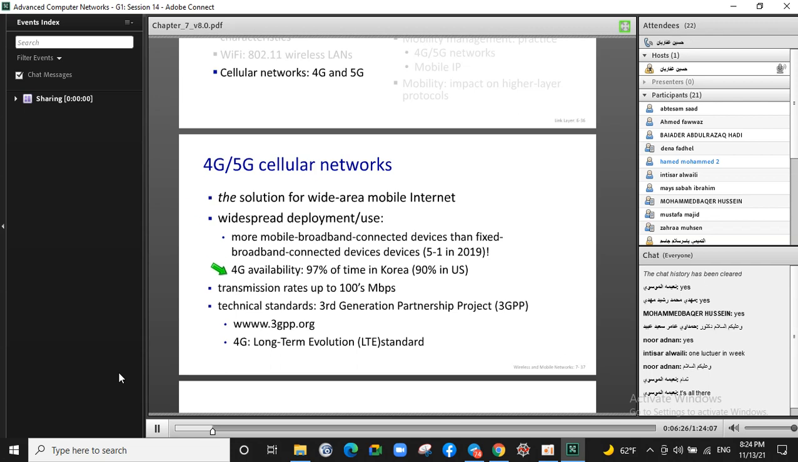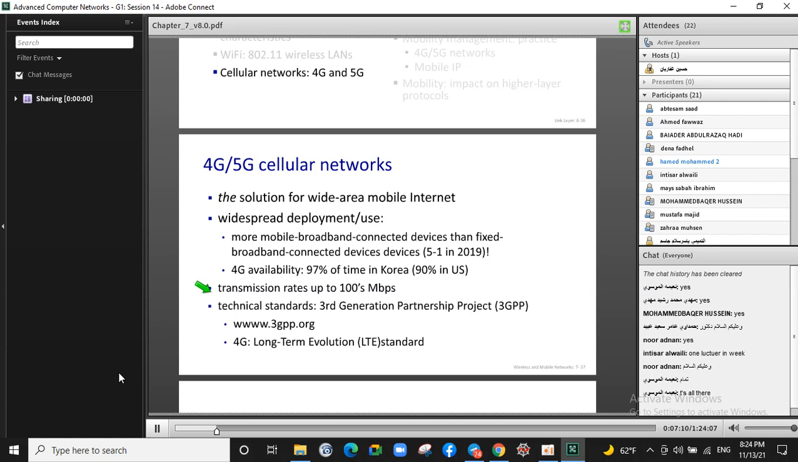For example, in South Korea, 97% of people can use 4G connections. In the USA, 90% of the country is covered by 4G technology, and now we can see that Chinese scientists deployed 5G technology in their country and in several other countries. In Iran, we have some 5G networks too.